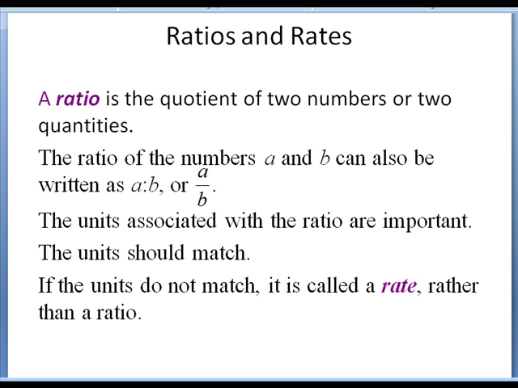Ratios and rates. A ratio is the quotient of two numbers or two quantities. The ratio of the numbers a and b can also be written as a colon b or a over b. A ratio is very similar to a fraction. The units associated with the ratio are important, so the units should be matched. If the units do not match, it is called a rate.